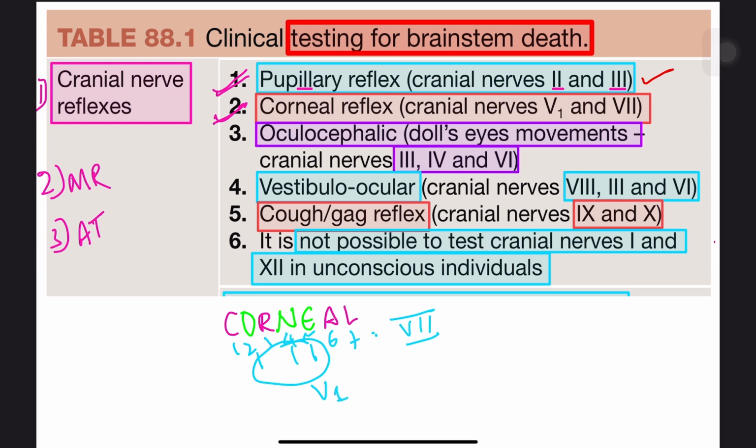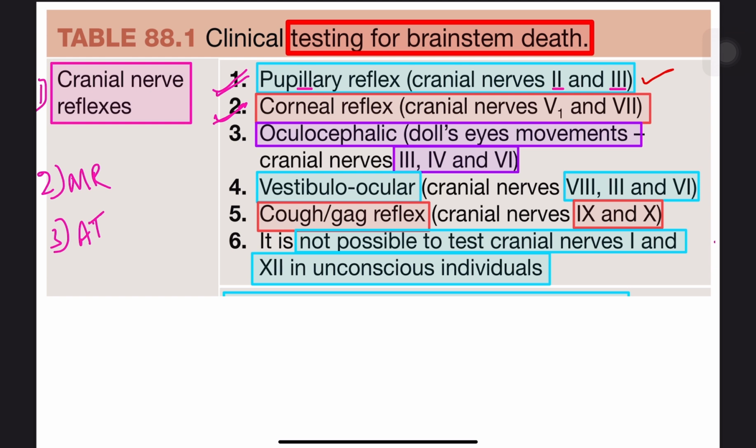We have divisions in the trigeminal nerve, so it is V1. So V1 and 7 is your corneal reflex.